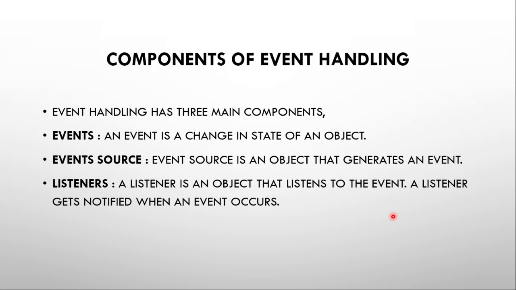Now let's understand components of event handling. There are 3 main components. One is event, that is change in state of an object, and the second one is event source, where the event will get generated, and the listener basically listens to the event. So whenever you perform an event, the listener will listen, and the listener will get notified when an event occurs.